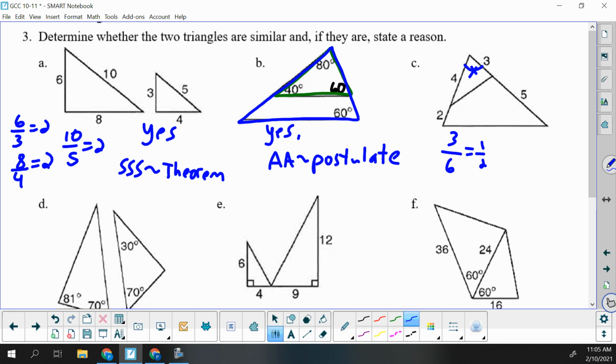In the small triangle, the big side is 4. In the big triangle, the big side is the 3 and 5 together, 8. That gives us a half. So we've got the angle in between is congruent. The sets of sides on either side are proportional. So this would be a yes by the side, angle, side similarity theorem.